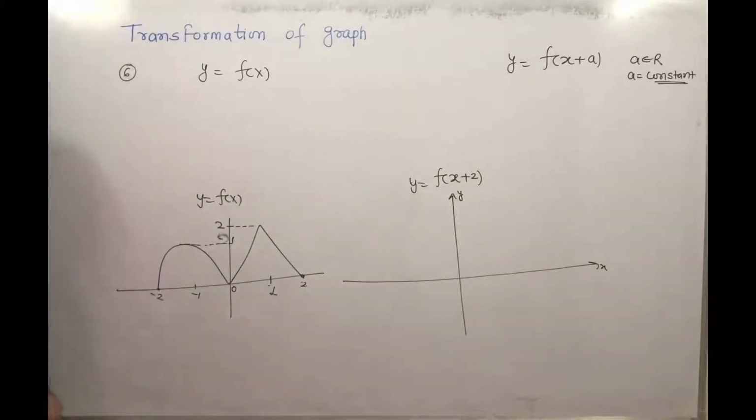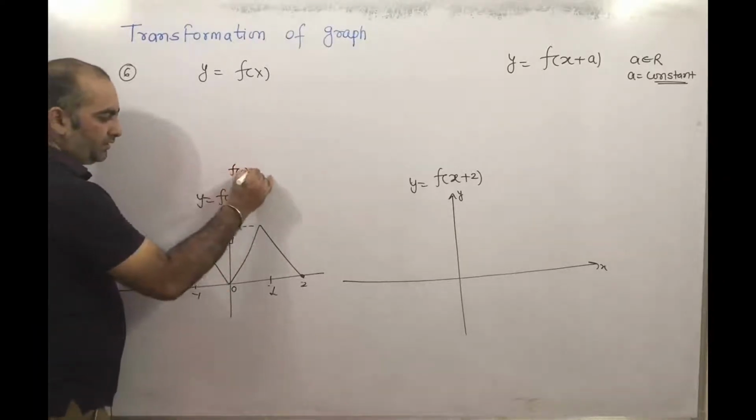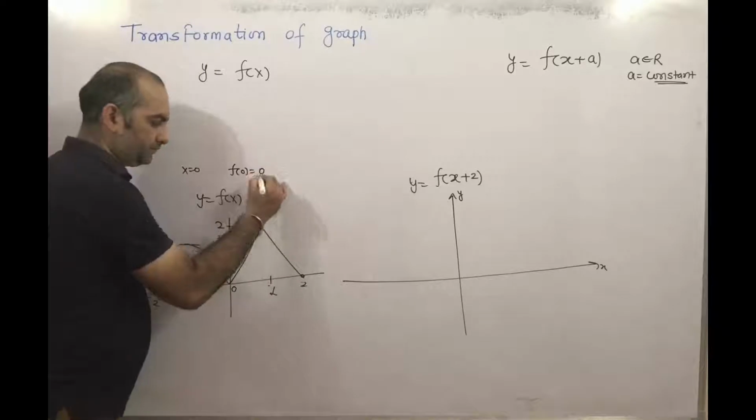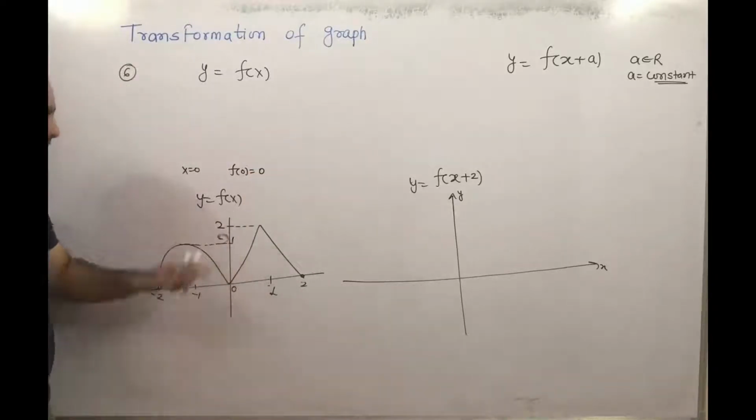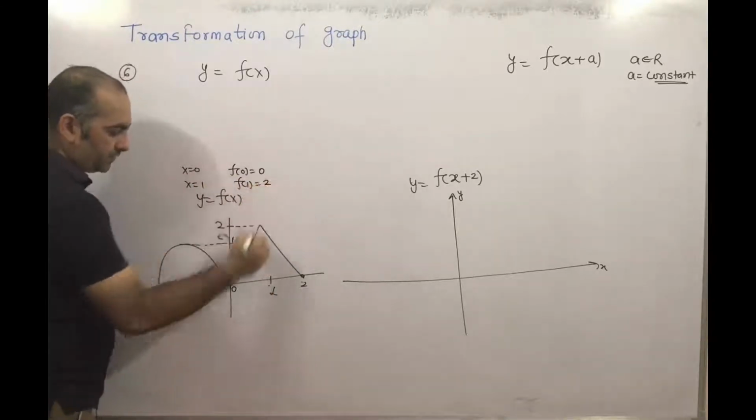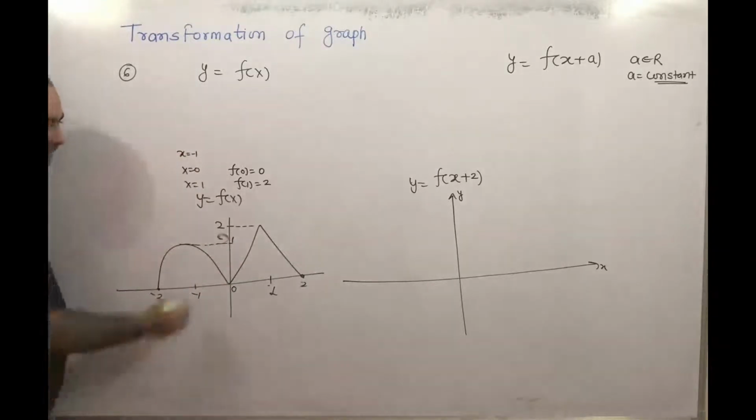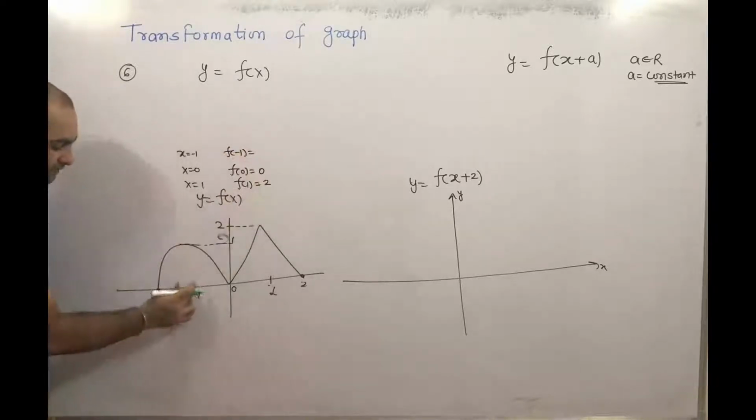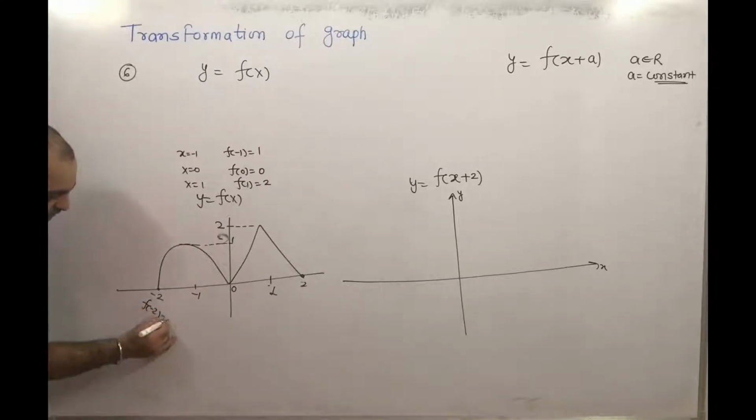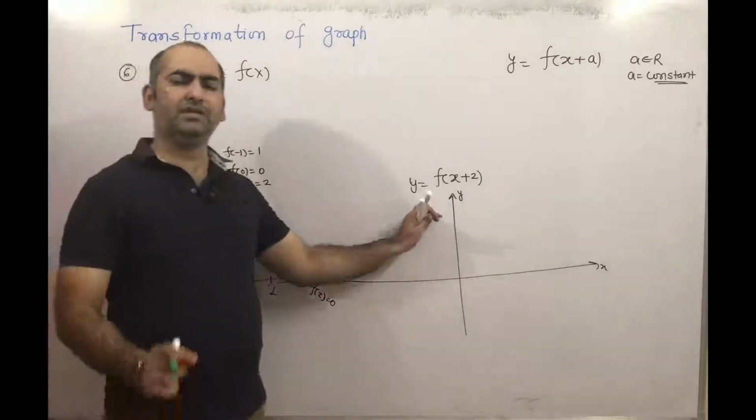First thing, you can put x equal to 0 here. So what will come? f(0). At f(0) what is coming? 0. If I put x equal to 1, what will come here? f(1). f(1) is 2. Clear? Now if I put x equal to -1, f(-1) is 1. And f(-2) is 0, and f(2) is 0.